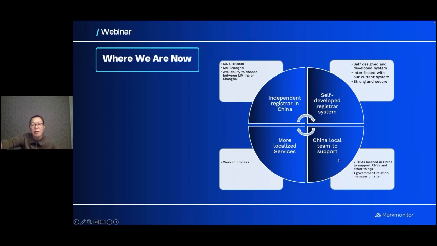And then for the China registrar, we now have 3 members in the team. 2 of them are DPAs and specialists. They're in Shanghai. So if you need support from a DPA, you can always reach out to your DPA and they will talk with each other, and you can get the support and guidelines. And myself, I'm based in Beijing, and I'm in charge of the government relations and the policies. And the more localized services, we are working on getting more localized services to our clients. I will talk about that later in another slide.